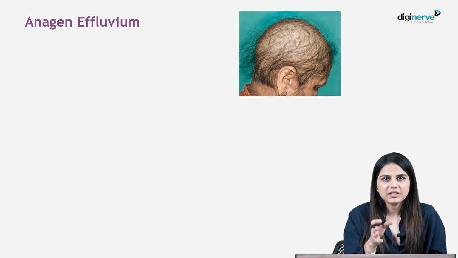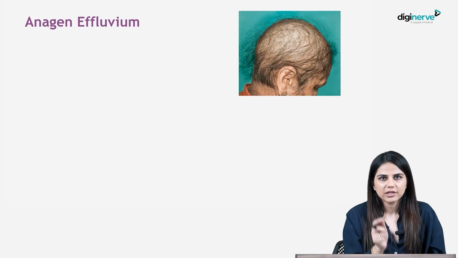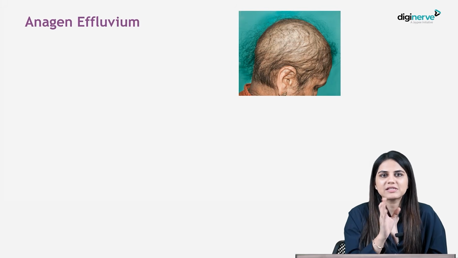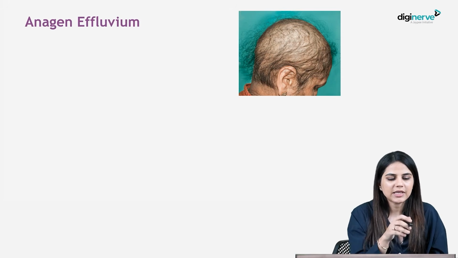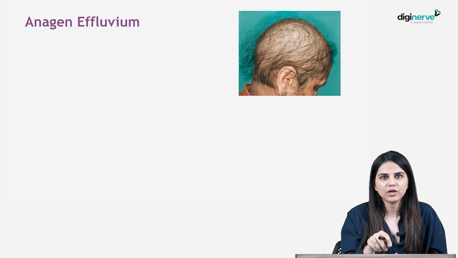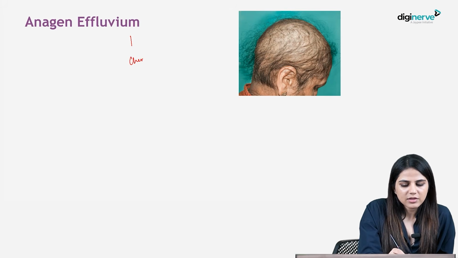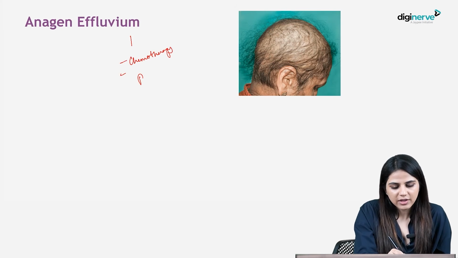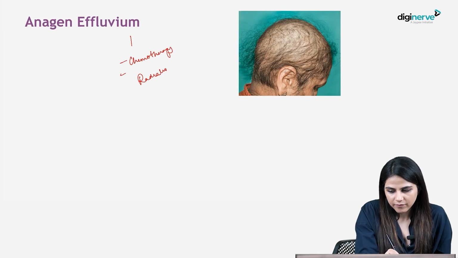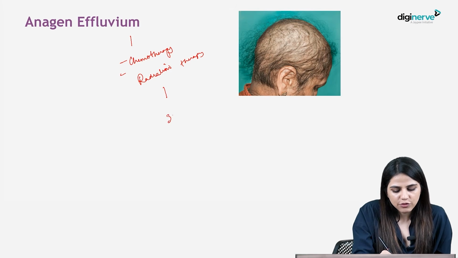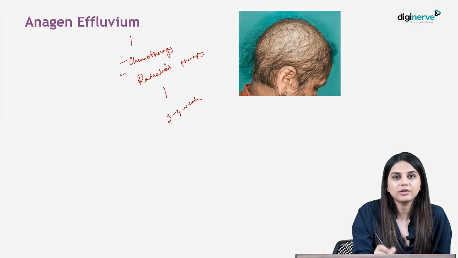Anagen effluvium is the hair loss in the anagen phase. Telogen was hair loss in the telogen phase. In telogen effluvium, the anagen hair quickly enters the telogen phase and stays in it for a long time. In anagen effluvium, the hair starts falling from the anagen phase itself. Important triggers are chemotherapy and radiation therapy. It starts 3 to 4 weeks after the chemo or the radiation therapy.